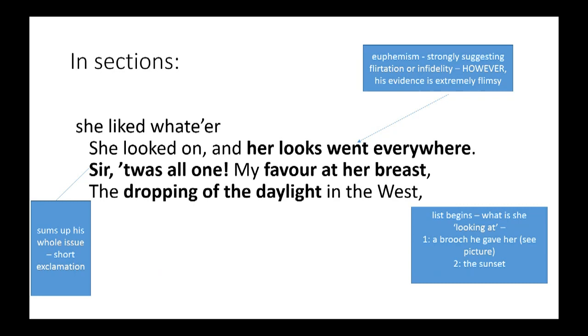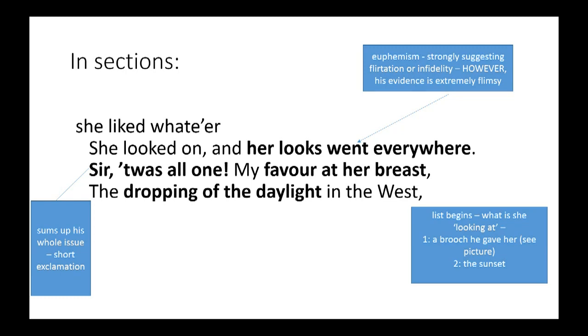My favour at her breast. So this isn't anything sexual. This is a favour like you would have at a wedding. Is a trinket, or in the past it's normally been a piece of jewelry, and if you look at the painting, and we'll look at the painting right at the end of the session, she's wearing a brooch at her breastplate, and that is the favour here as far as I'm concerned. So she smiled at that. That represents him. That's something he's bought for her, perhaps as a wedding trinket. And that is something that she wears and she likes.